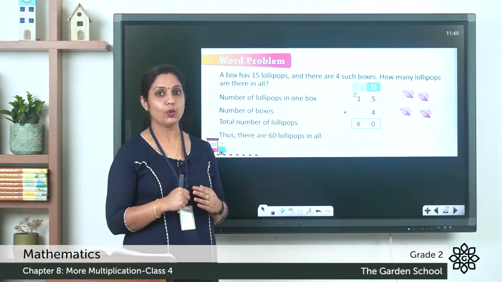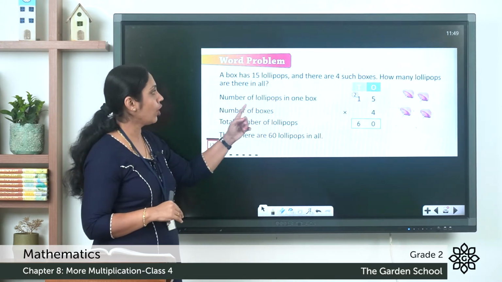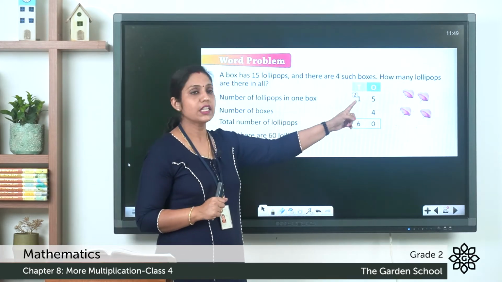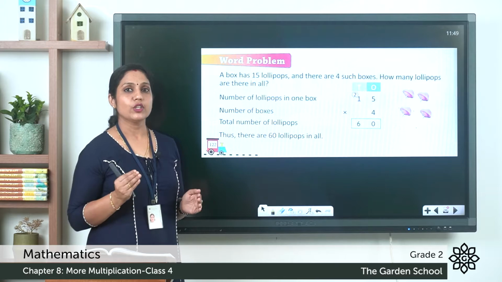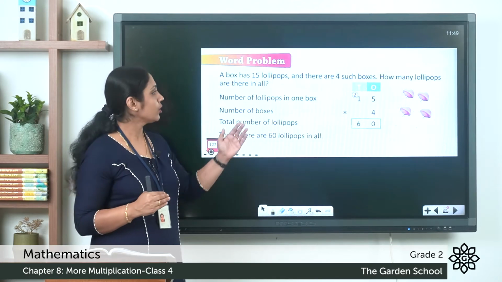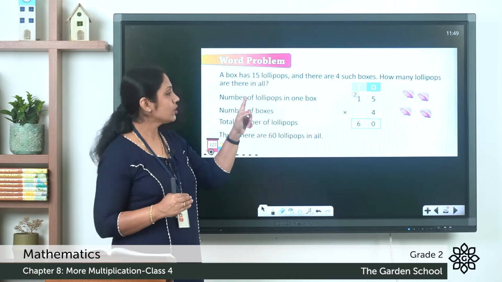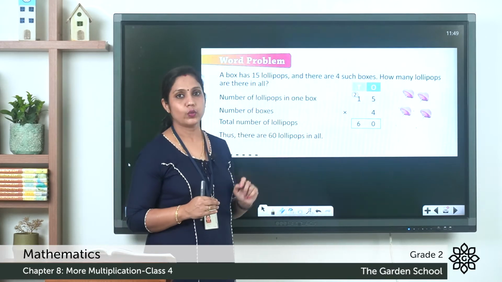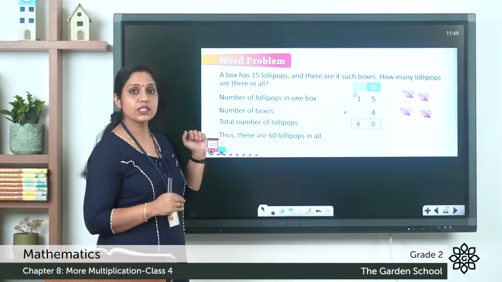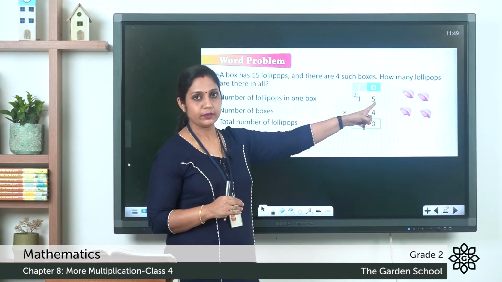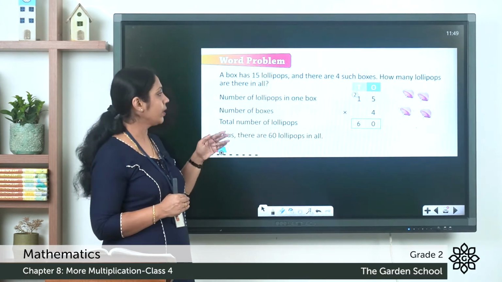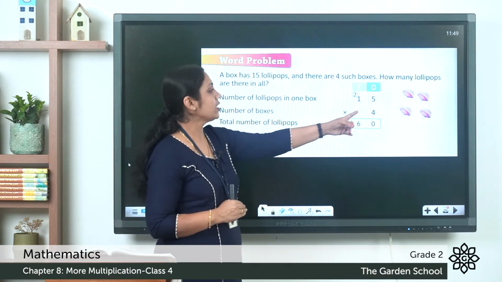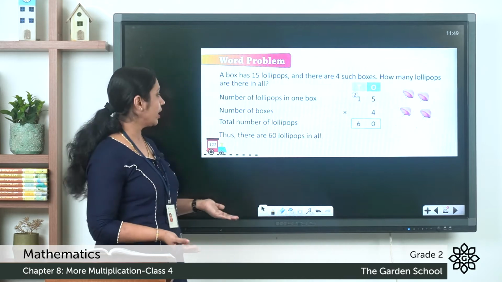So let's start writing the steps. Number of lollipops in one box. So number of lollipops in one box is 15. The sentence that you are writing for the steps, you can take it from the question itself. So here you can see number of lollipops in one box. That is there in the question. So how many are there in one box? It is 15. Moving on to the next step. Number of boxes. How many boxes are there in total? It is 4.